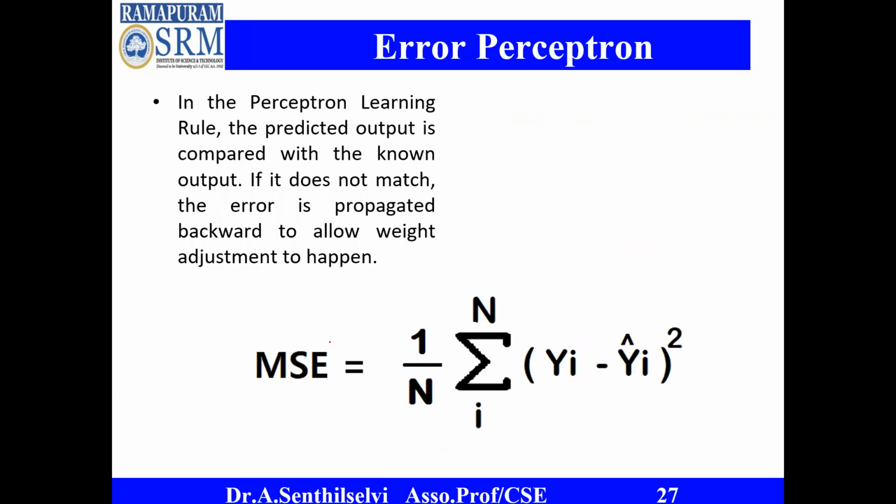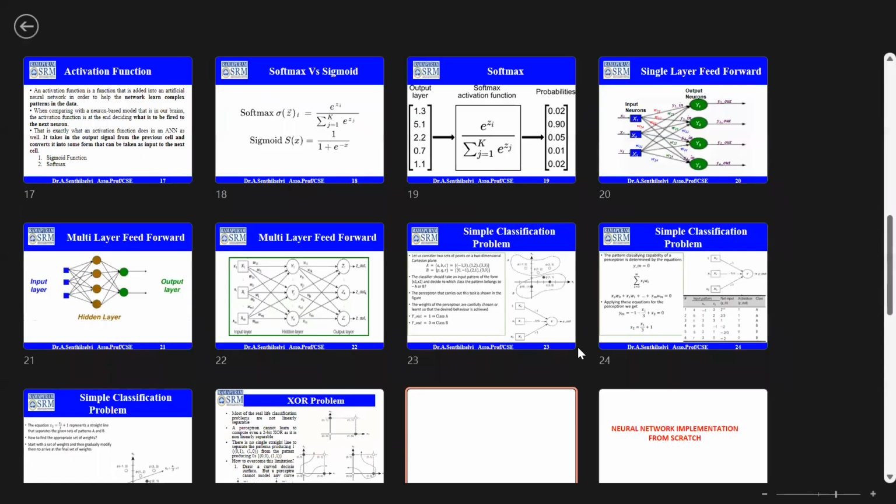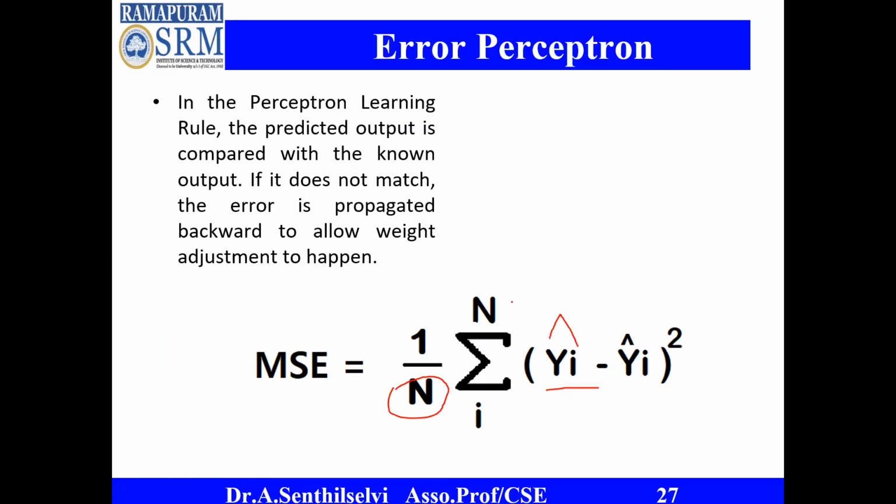So in a perceptron, we calculate the error. What is the error here? It is the difference between predicted output and actual output. That error is calculated using mean square error. This is the formula for mean square error. Here n means the number of samples in the input, and y is the actual output. Y cap is the predicted output. We take the difference between actual output and predicted output. Why the square? To avoid the negative terms, we include the square.